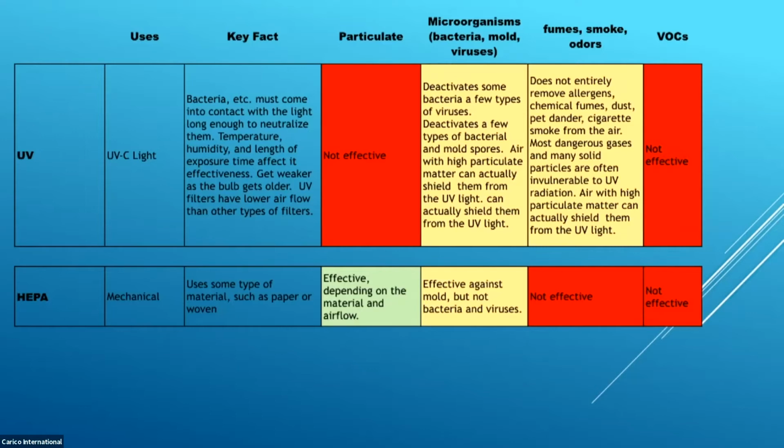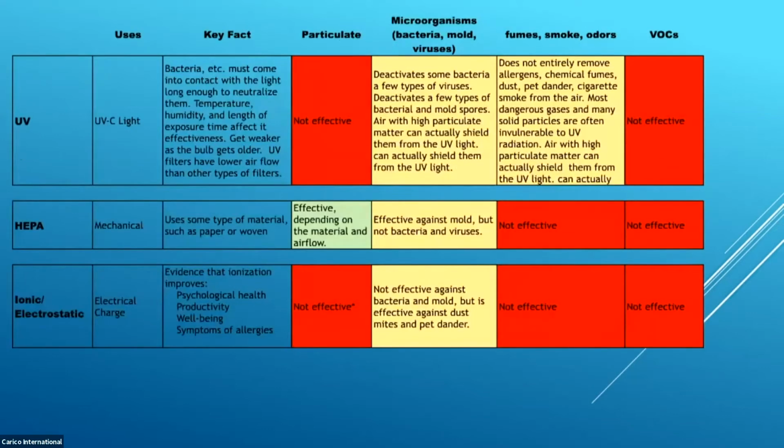Now, the next one is called ionic. And we're familiar with this again because we have the ionizer in our unit. What an ionizer does is it gives an electrical charge, and that electrical charge attaches to dust and dirt, makes it heavier, makes it easier for the filters to capture. Now, by itself, it doesn't capture anything, but it makes it easier for the filter to capture it.